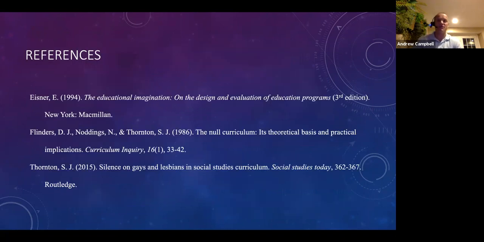So that was just a brief overview of what the Null curriculum is, some examples of it, and how it is manifested in my personal practice.